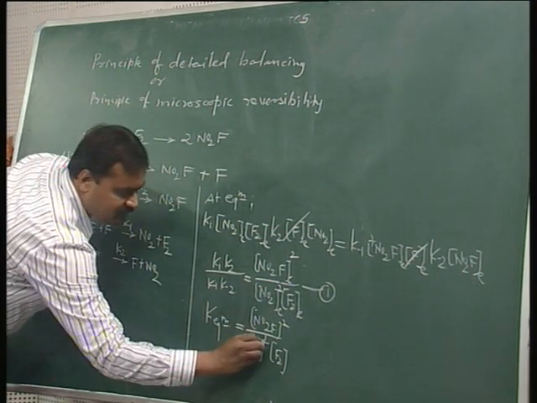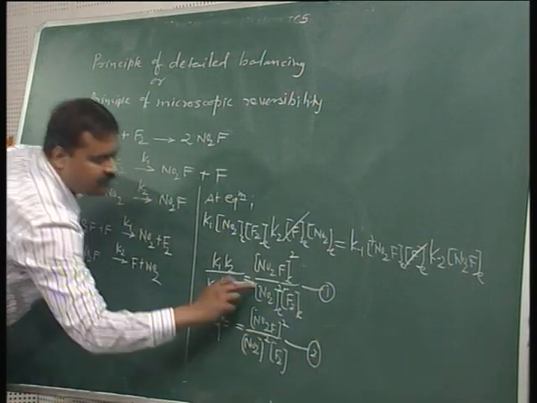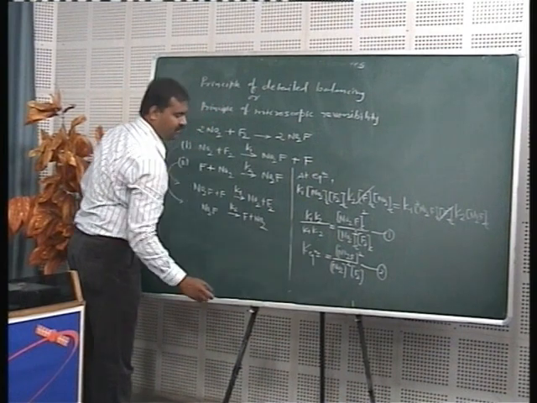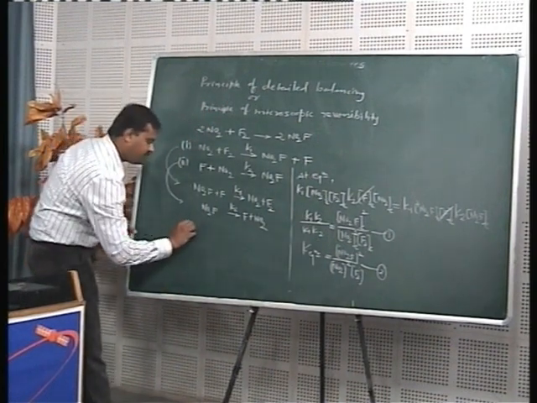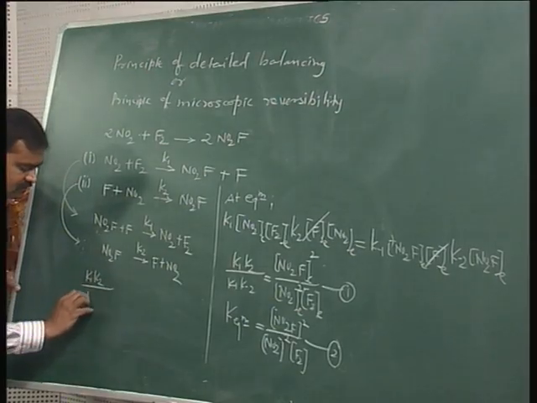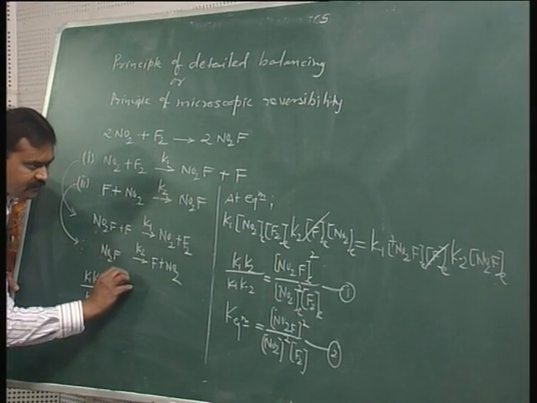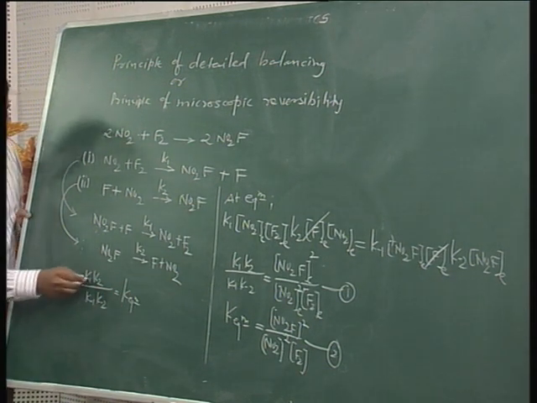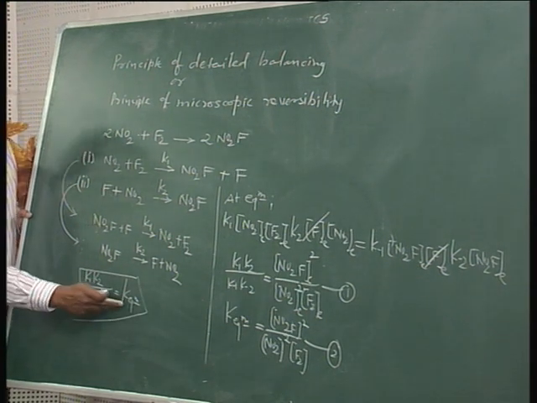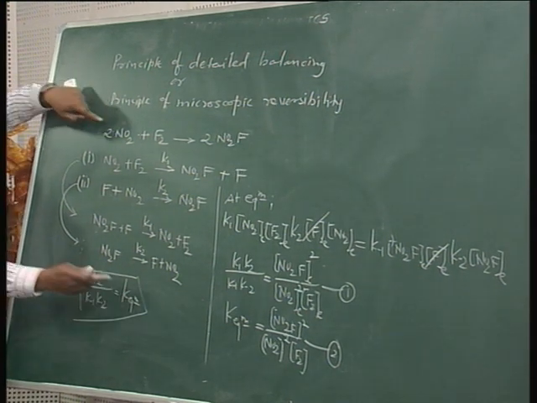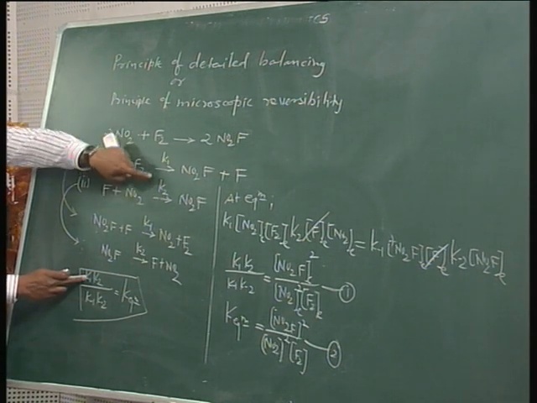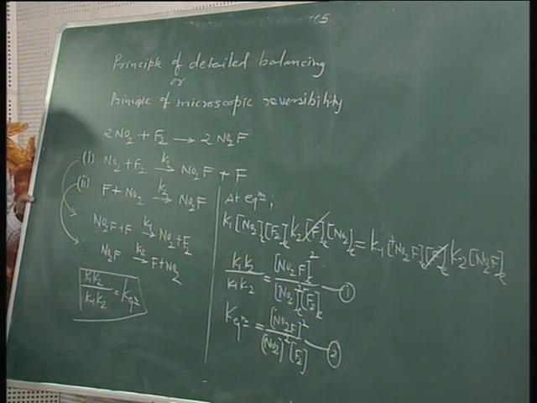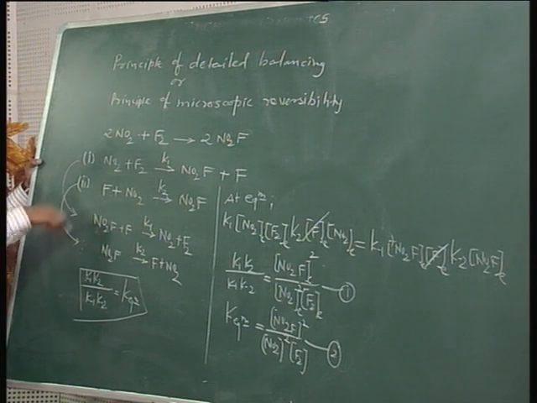So by comparing 1 and 2, the right hand sides are the same and therefore the left hand sides must be the same. So comparing 1 and 2, we can write K1 K2 by K minus 1 K minus 2 is equal to K equilibrium of the reaction. And this is the relation between the equilibrium constant of this overall reaction and the rate constants for each elementary step and its reverse reaction. Therefore, this is called the principle of detailed balancing for multi-step reactions.